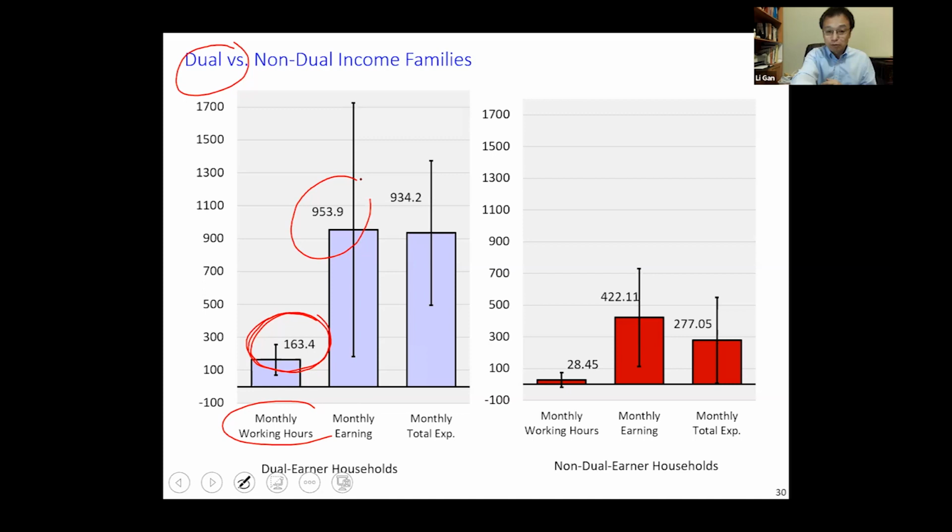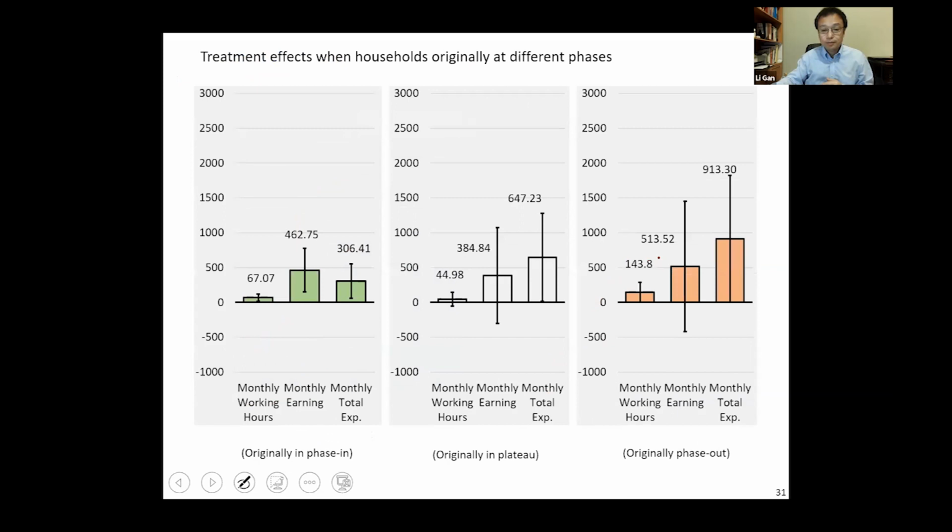You can see that for the non-dual earner household, the single earner household, the changes are very little. Their hours change is insignificant. Monthly earnings has changed because some of them may switch to better paid jobs. So the difference is substantial. One is 900 RMB monthly additional earnings, one is 400. All right.